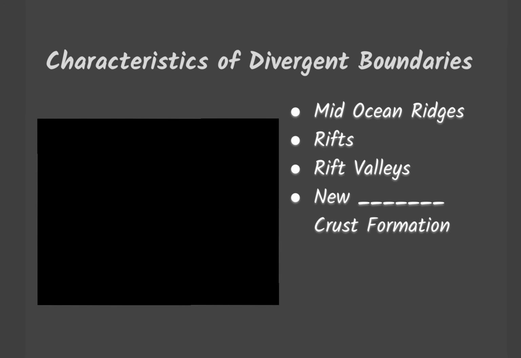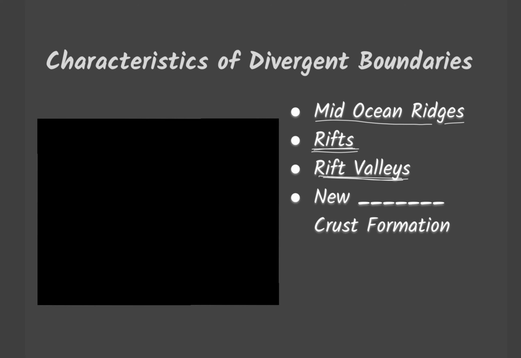There's some key characteristics that all divergent boundaries have in common. One of those would be mid-ocean ridges. So again, if it's underwater, we're going to see a mid-ocean ridge, which really looks like a mountain range. It's a volcanic mountain range running through the water where all that new magma is coming up. If it is on land, we get some rifting and rift valleys. That's if the divergent boundary is on land.